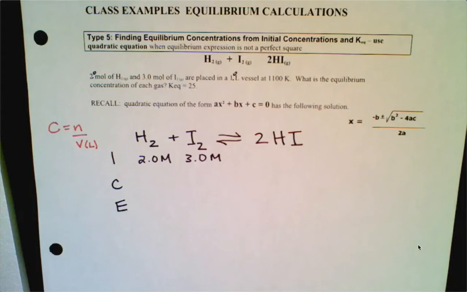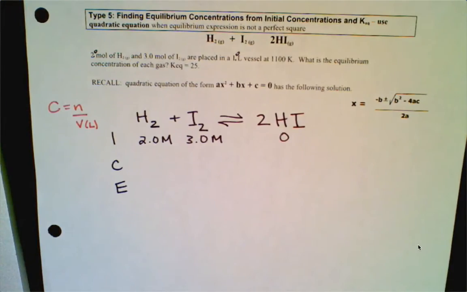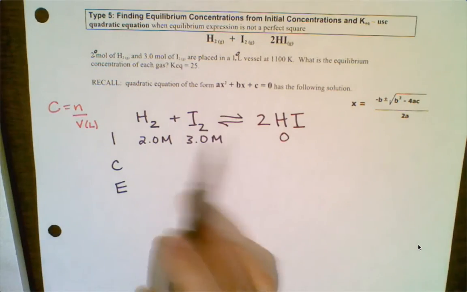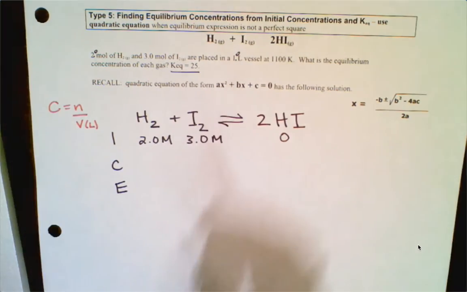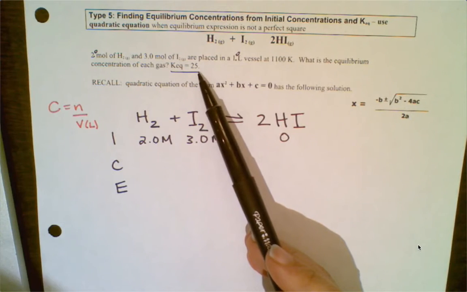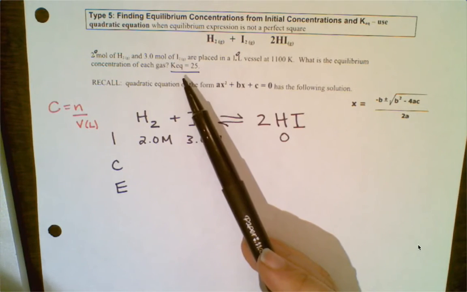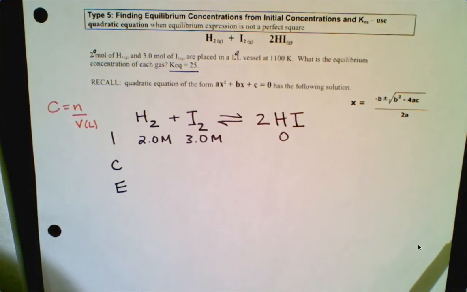And again, unless specified otherwise, you assume that you have 0 concentration of products initially, until these collide to make some of the product. They also tell us our KEQ value is 25. And remember, what that indicates is this value is a lot greater than 1, so we should have more product at equilibrium than reactant when this system comes to equilibrium. So these are your initial concentrations.